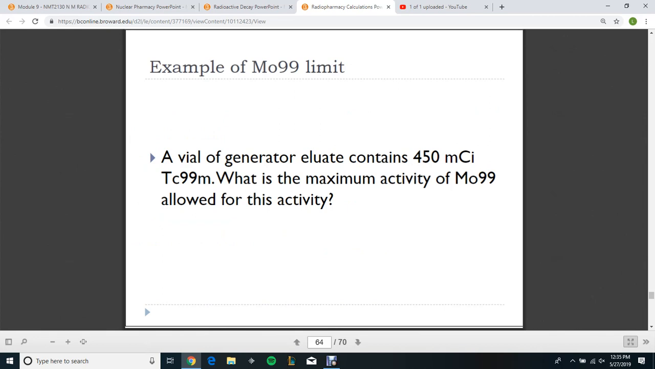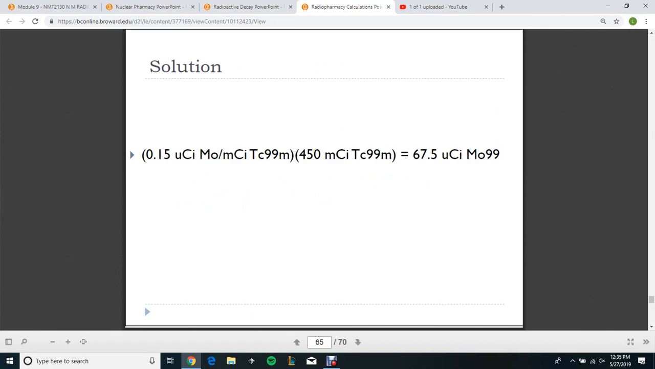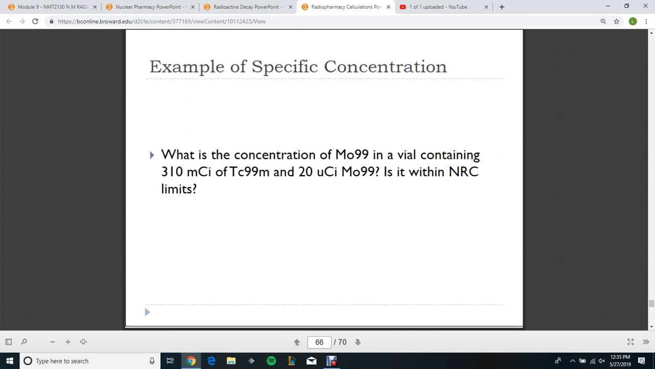A vial of a generator eluate contains 450 millicuries of technetium-99m. What is the maximum activity of Moly-99 allowed for this activity? 0.15 microcuries of Moly per millicurie of technetium-99m is multiplied by 450 millicuries of technetium-99m. So you're going to get 67.5 microcuries of Moly.